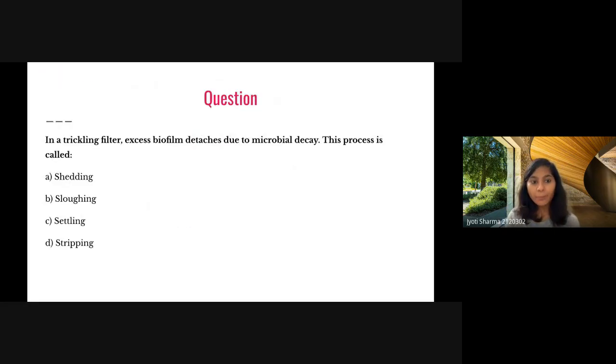Okay, one problem with the trickling filter is that whenever we have an excess of biofilm, it will detach due to microbial decay. This process is known as what? Shedding, sloughing, settling, or stripping? Venkateshwara and Priscilla and even Dia. Okay, so everyone gave me a B answer. So yes, this is sloughing.